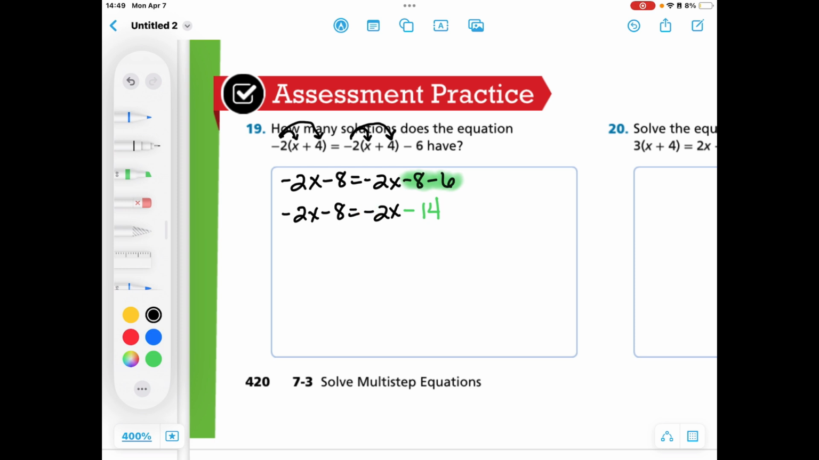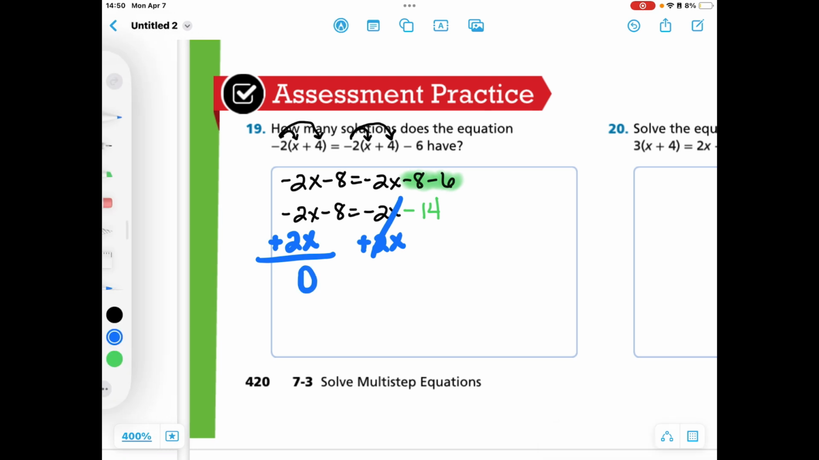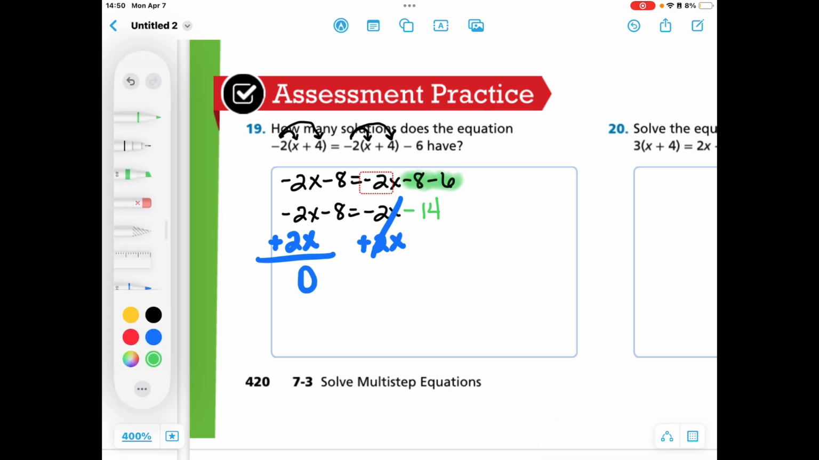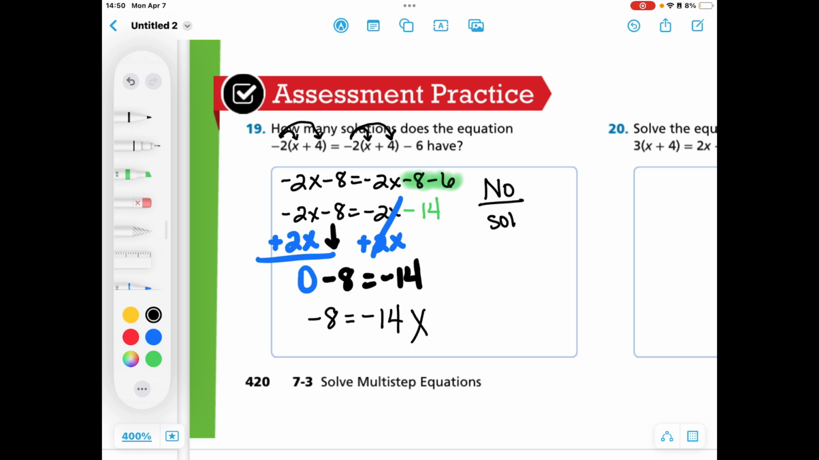Now from here, let's take a look at what happens. We need to get this x to one side, so let's go ahead and add that 2x. Now that's going to give me a 0. Bring down this minus 8 equals a negative 14. So if we take away that 0, that's negative 8 equals negative 14. That doesn't work. There is no way negative 8 equals negative 14. So whenever this asks how many solutions does it have, this is going to be no solutions.